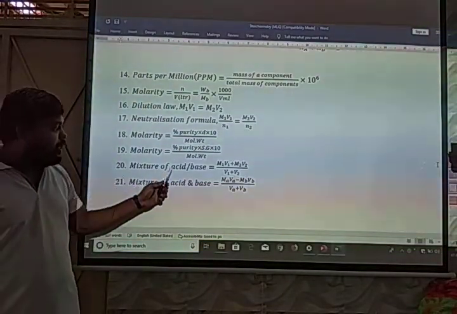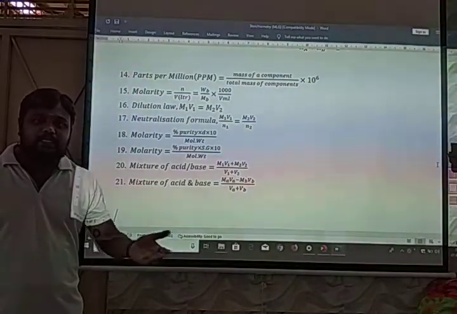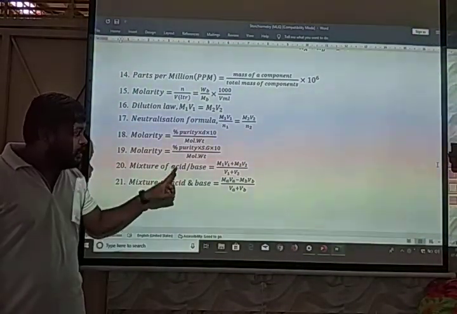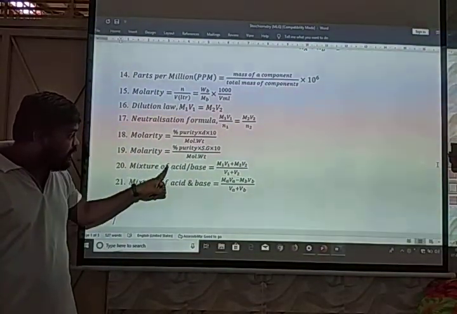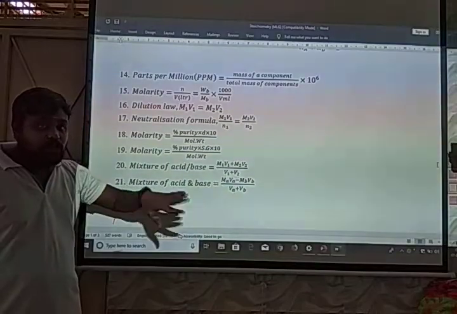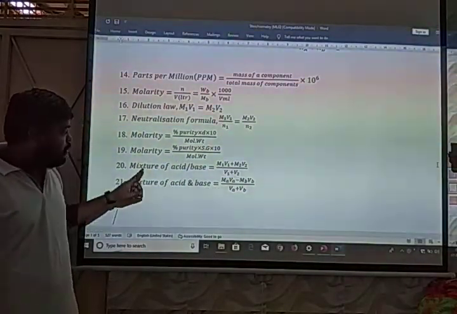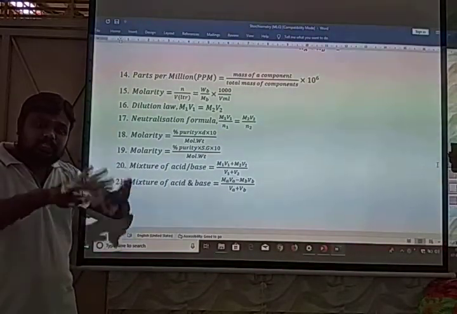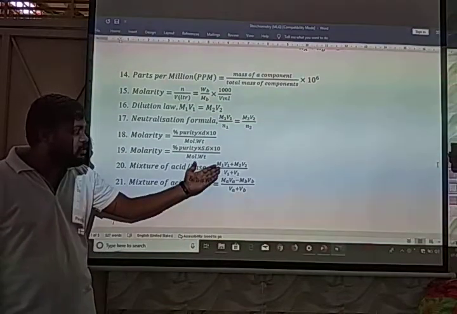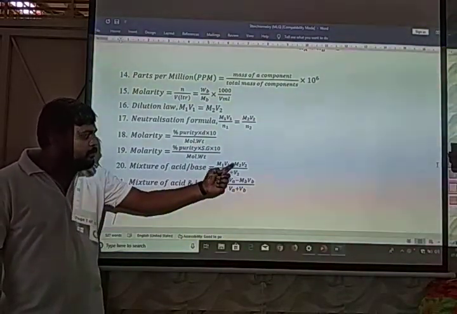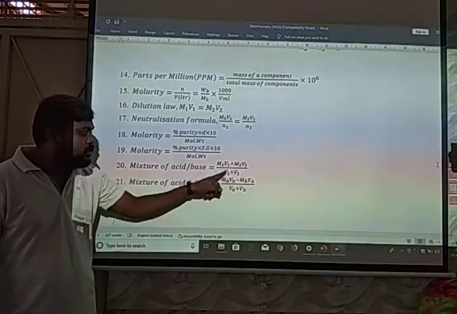If you mix acids or bases together, you will get another solution. This is different from dilution. What I am going to tell here is the mixture of acid or base, not acid and base. If you take two acids and mix them, you will get another solution. The molarity can be calculated using the formula (M1V1 + M2V2)/(V1 + V2), where V1 + V2 is the total volume of the solution.